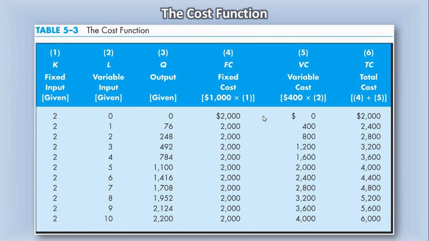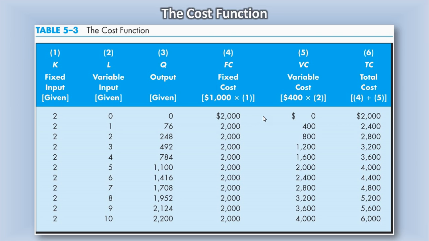So here is just an example of the cost function tabularly represented. We've got a fixed amount of capital at 2 units. We've got our variable input, which as we increase it, will increase the amount of output that can be produced. We've got a fixed cost to our input. The rental rate is $1,000, so 1,000 times 2 is $2,000. So our fixed cost is $2,000, regardless of the amount of our variable input.